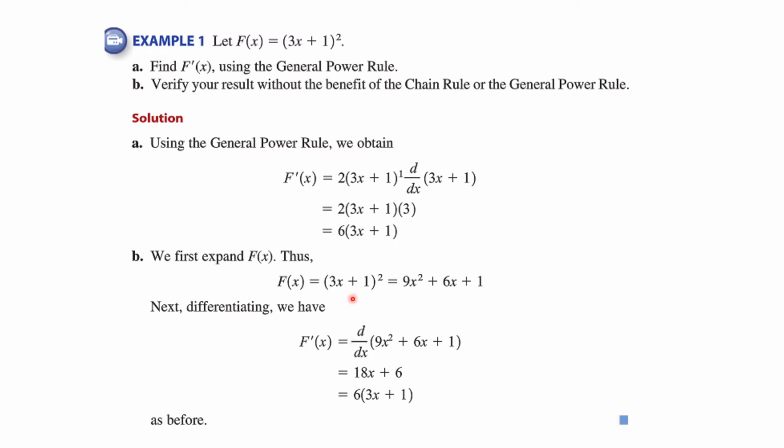Now, if we had done this previously without the chain rule, we could have just squared this and gotten this and taken the derivative, but you get the same answer. So that's our first example of the chain rule.